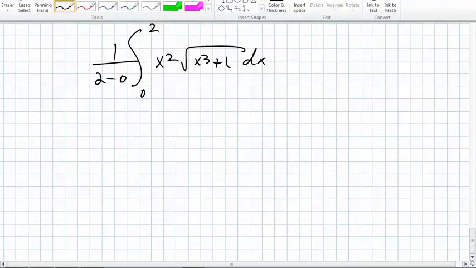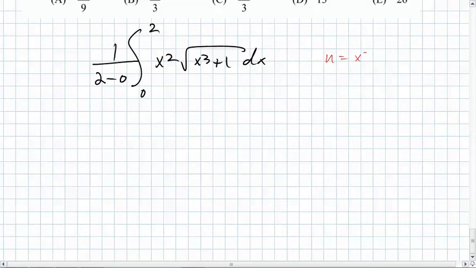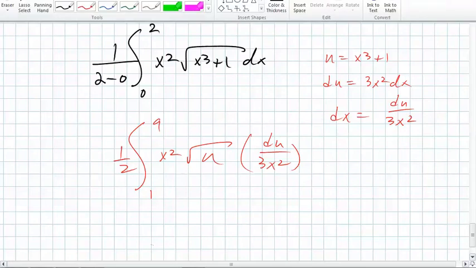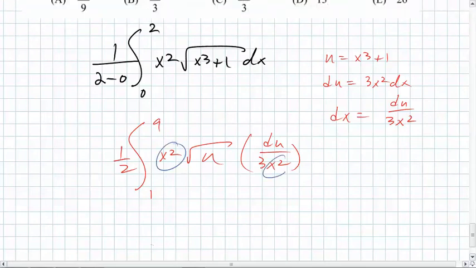This can be u. Yeah. So du is equal to 3x squared dx, so dx is equal to du over 3x squared. So you have the integral from what to what? 1 to what? 1 to 9, yeah, exactly. x squared times the square root of u times du over 3x squared. You have a 1/2 out here. Does something magically cancel? Yeah. What are you left with? 1/6, the integral from 1 to 9 of the square root of u du.